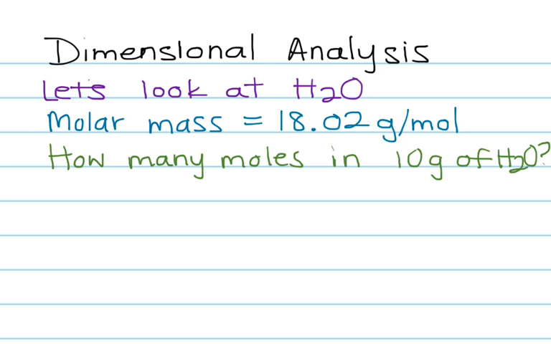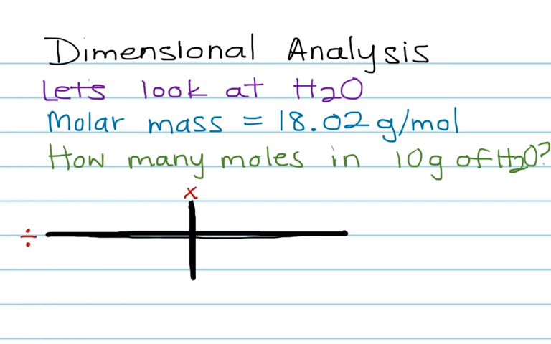Well, first thing we do is we're going to draw this cross. In the cross, this vertical line means everything to the left and right gets multiplied, and this horizontal line, everything on the top gets divided by the bottom. So the first thing we're going to do is put in our given information, 10 grams of water. And then we need to put in our molar mass.